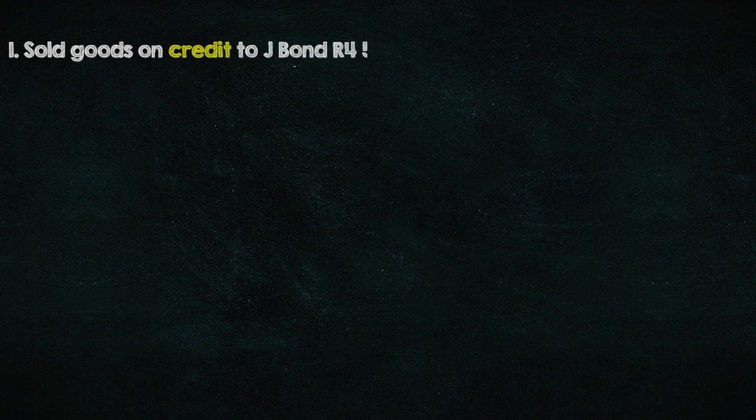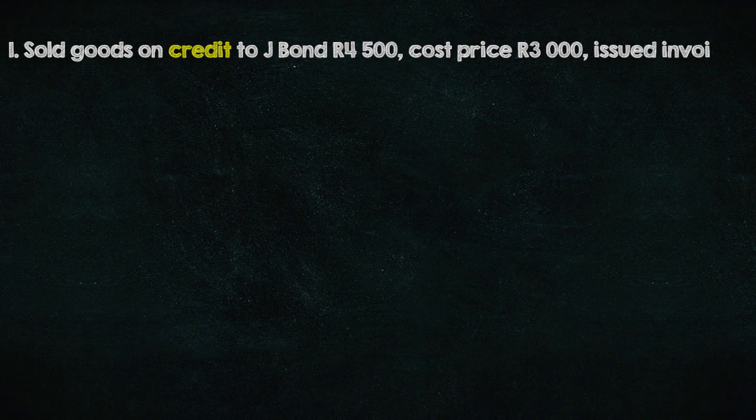Now let's look at the actual accounting part. Let's see what the credit transaction will look like and how it will influence the accounting equation. So let's look at the first example. Sold goods on credit to J Bond for 4,500 Rand. Cost price 3,000 Rand. Issued invoice.